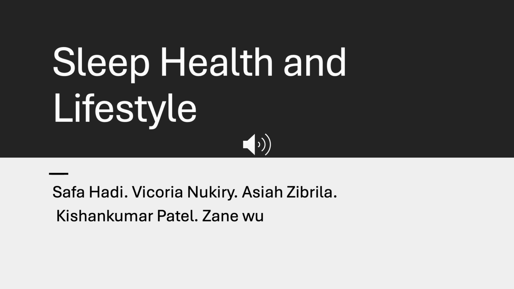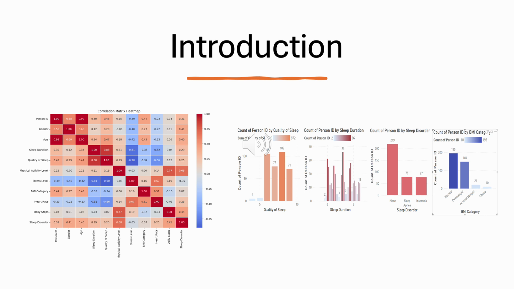Our project is Sleep Health and Lifestyle. This dataset was brought from Kaggle. It has multiple variables. We can see part of it, which is quality of sleep, sleep duration, sleep disorder, BMI, and we have some stress level, physical activities, daily steps.